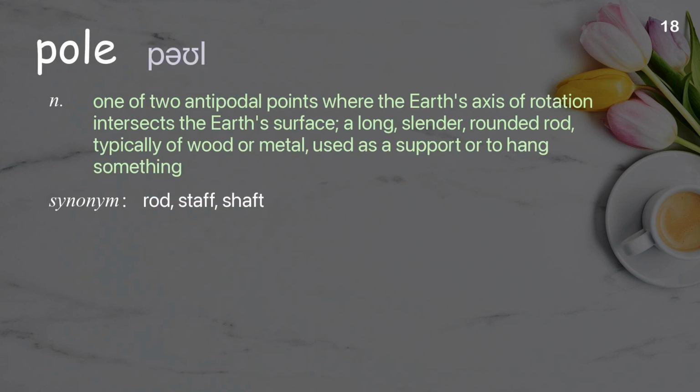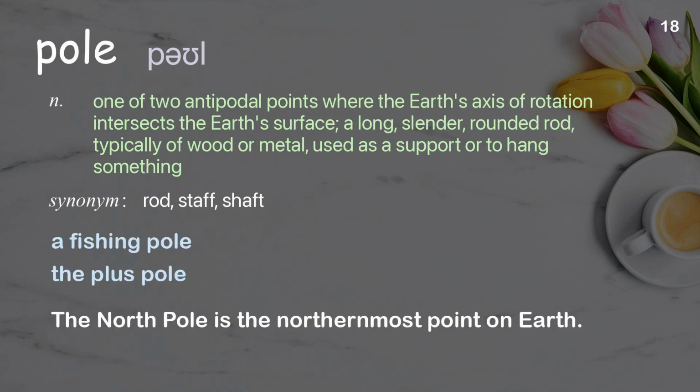Pole. One of two antipodal points where the Earth's axis of rotation intersects the Earth's surface. A long, slender, rounded rod, typically of wood or metal, used as a support or to hang something. Examples: A fishing pole. The plus pole. The North Pole is the northernmost point on Earth.